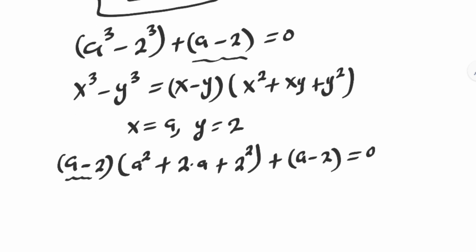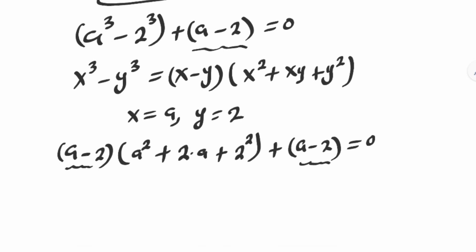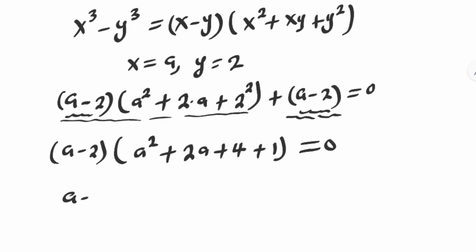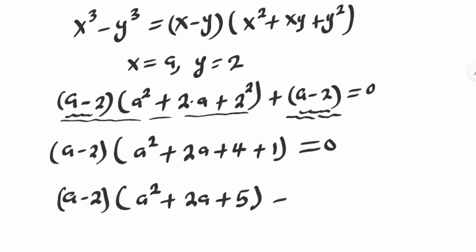You can see that a minus 2 is common here and is common here. Let's bring it out. We have a minus 2 bracket. If you divide the whole of this by this a minus 2, we have a square plus 2a plus 2 square, that is 4. Then plus, if you divide this by a minus 2, we have 1 is equal to 0. Here we have a minus 2 bracket, this is a square plus 2a plus 5 is equal to 0.